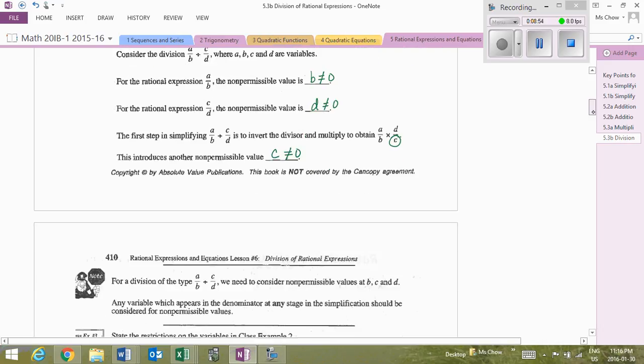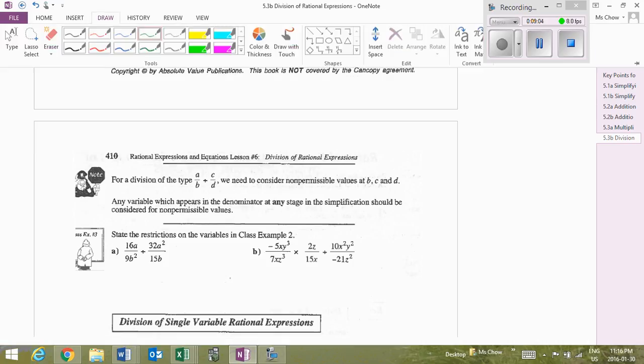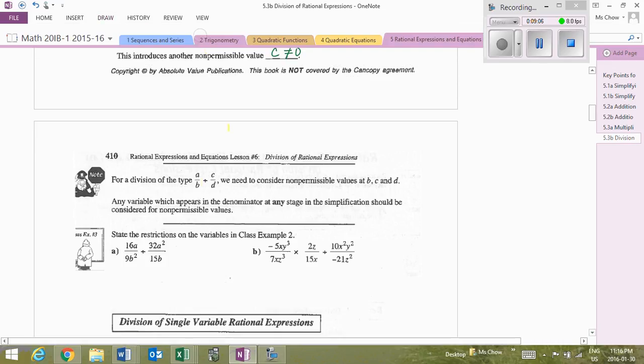So the summary on the next page, and so for a division of the type a over b divided by c over d, we need to consider all of b, c, and d. So we need restrictions for all 3 of these. Anything that is ever in the denominator at any point in time needs to have restrictions stated for it.